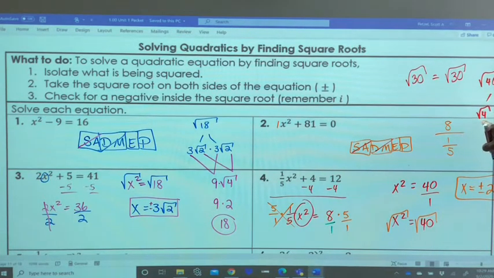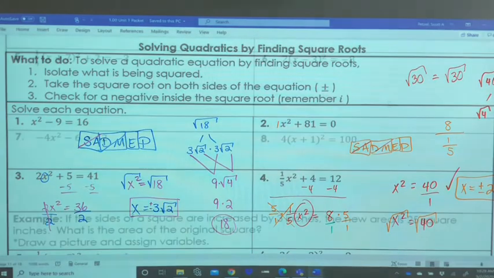that's the highest perfect square that is a factor of 40. 8 is not a perfect square. 8 times 5. So you'd have to simplify it down. So this is the final answer. Okay? I'll let all those sink in.